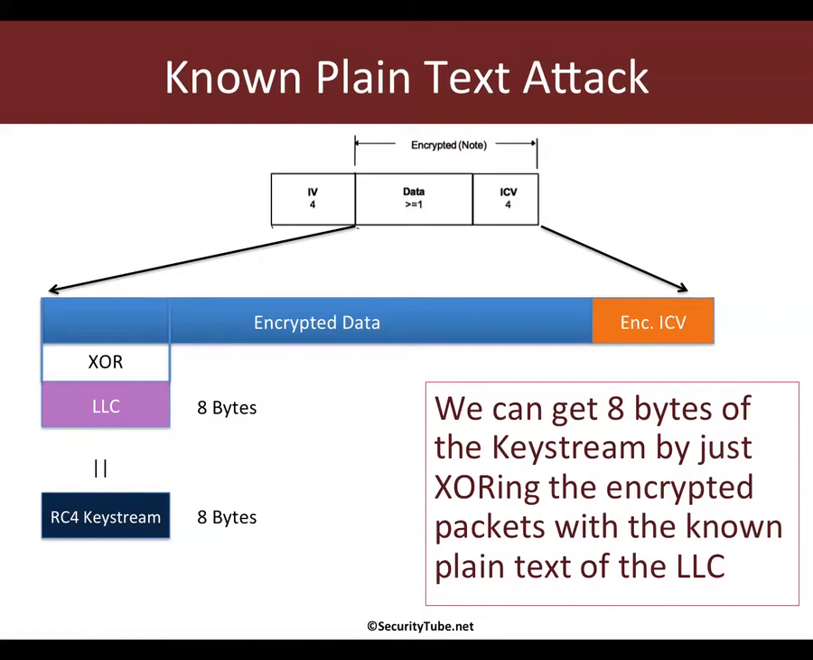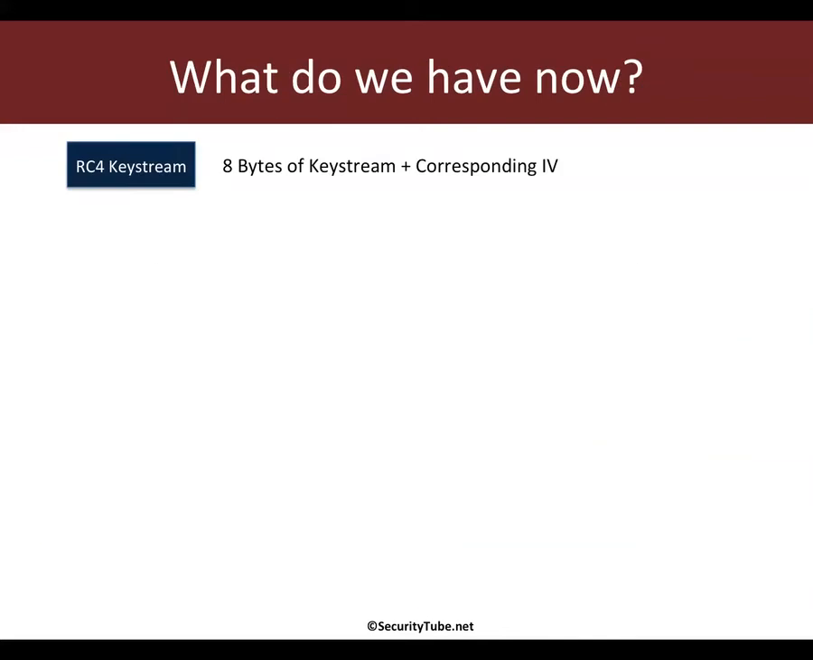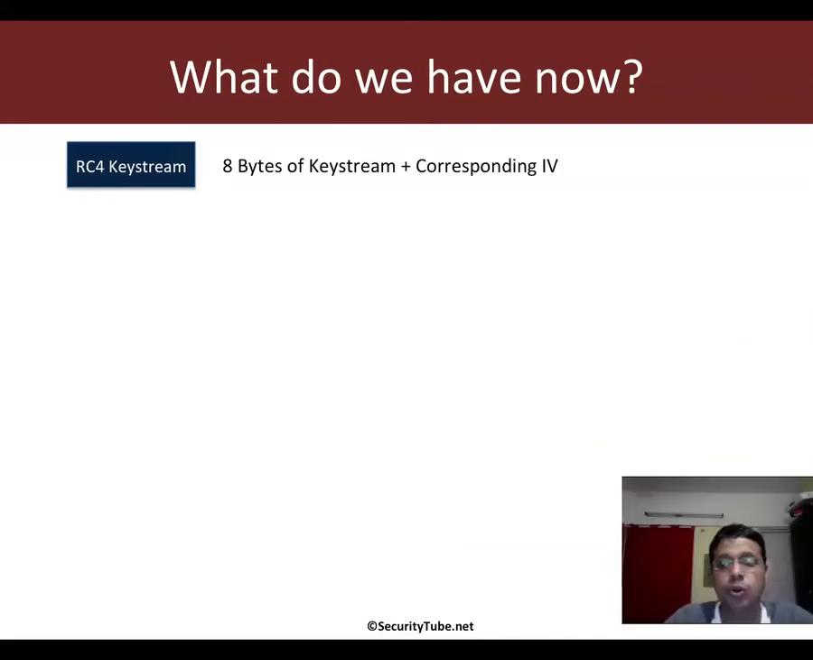So by this technique, we can predictably and reliably get the first 8 bytes of the RC4 key stream of any packet which is over the air. This is very powerful. Now, what can we do with this? So what do we have now? We have the RC4 key stream, that is 8 bytes of it, and of course the corresponding IV, which is always available in plaintext as part of the WLAN header along with this.